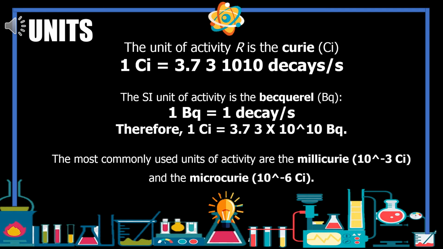As for the units, the unit of activity R is the curie. That is, 1 curie is equal to 3.7 times 10 raised to 10 decays per second. The SI unit of activity is the becquerel. 1 becquerel is equal to 1 decay per second. Therefore, 1 curie is equal to 3.7 times 10 raised to 10 becquerel. The most commonly used units of activity are the millicurie, or 10 raised to negative 3 curie, and the microcurie, or 10 raised to negative 6 curie.